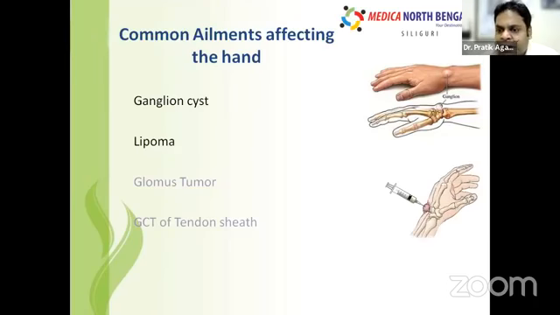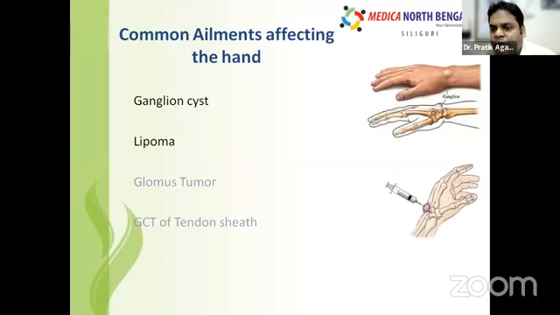So what is the treatment mainly? In some cases, we can aspirate the cyst and inject some medicine so that the sac shrinks. But in some cases, even after doing this procedure, there is a recurrence of the cyst, and in those cases, we need to do a complete excision of the sac, that is, the cyst. The second common condition is lipoma.